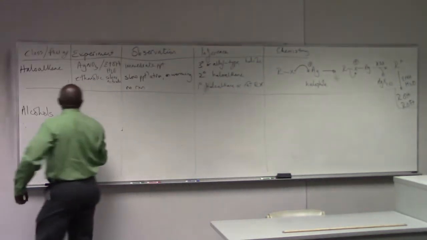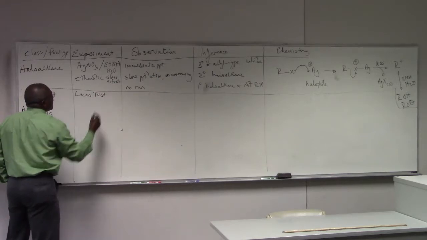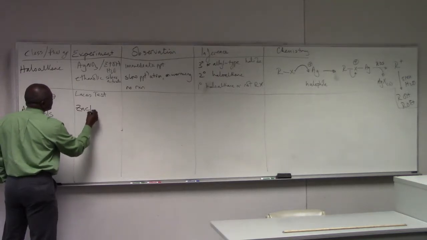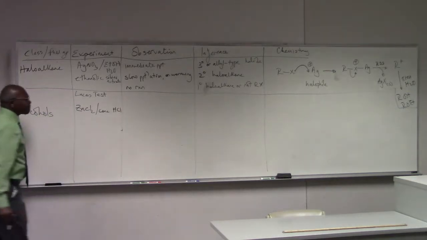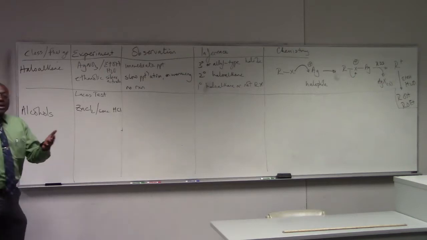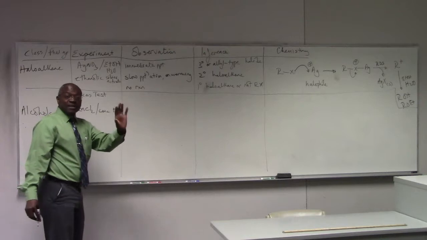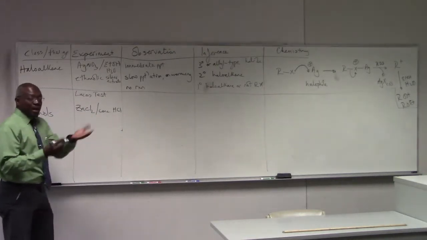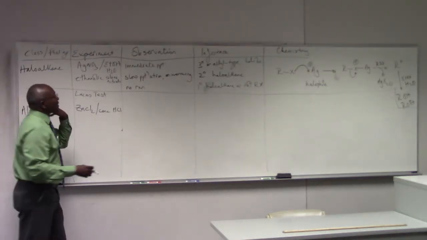So this test is called the Lucas test, and it uses zinc chloride in concentrated HCl. It's a very acidic mixture. If I have a compound that I might suspect is an alcohol, because maybe I know its molecular formula and there's an O in it, I'm going to add to it, in a well plate, the Lucas reagent, zinc chloride in conc HCl.